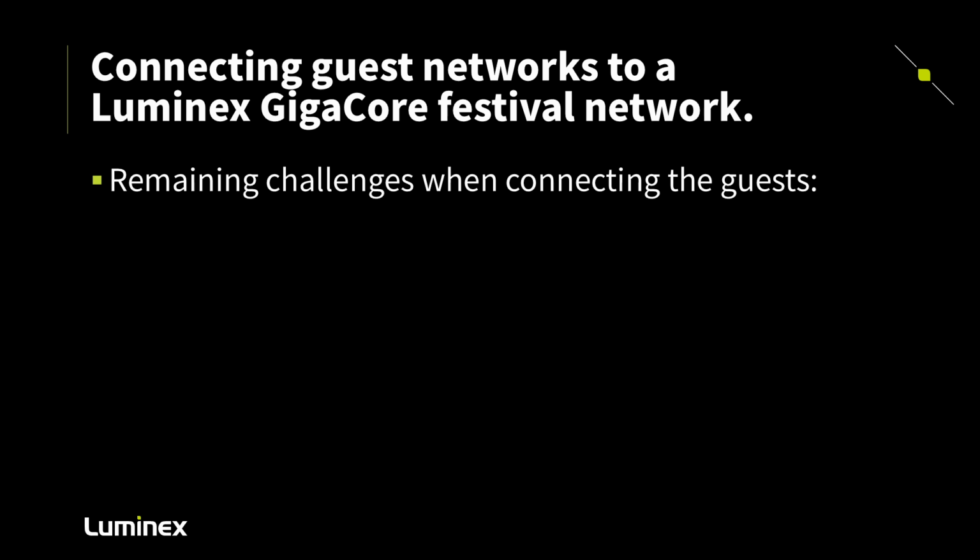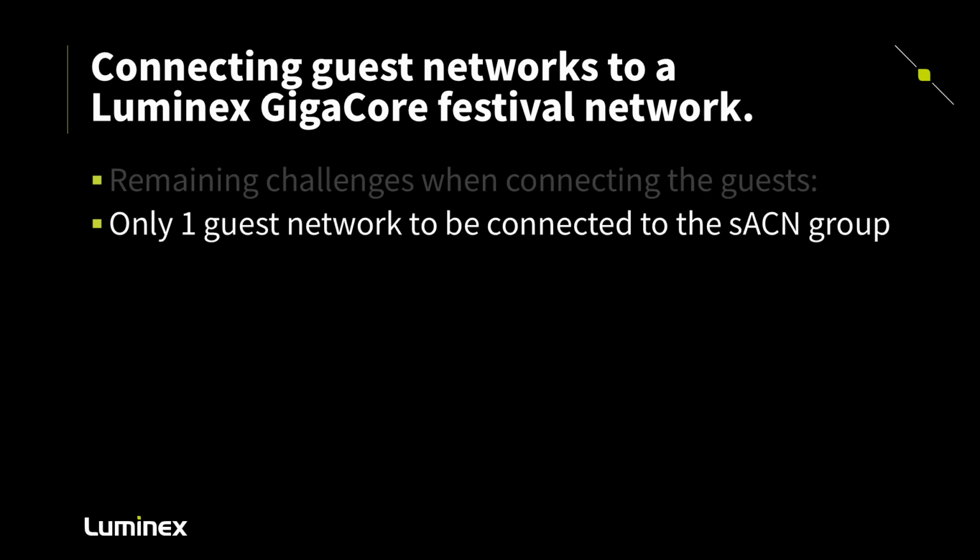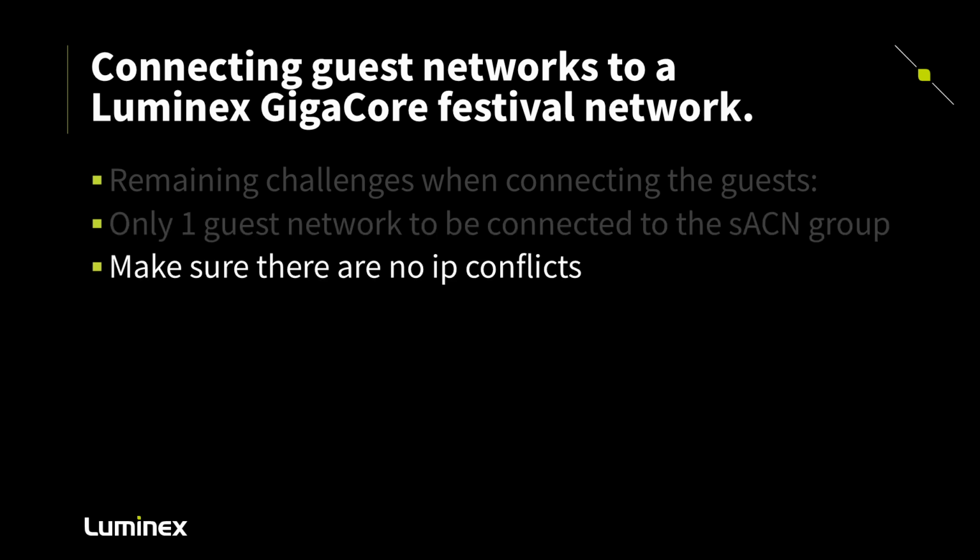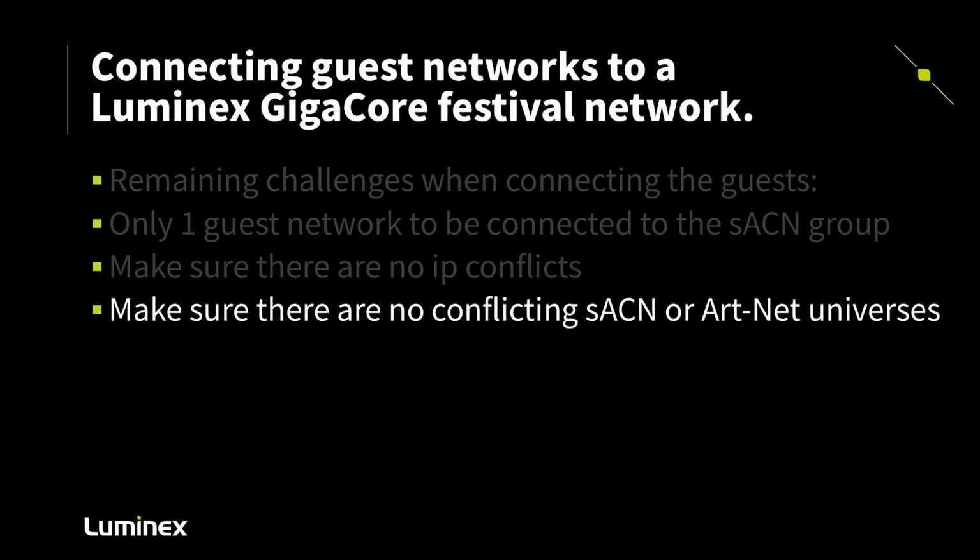At one point, we will have to connect our guest network to our lighting group or VLAN. This can be done the classic way, where we have to make sure that we only connect one guest to our lighting VLAN at the same time, and that we don't have any conflicting IP addresses or streaming ACN or ArtNet universes that are conflicting.